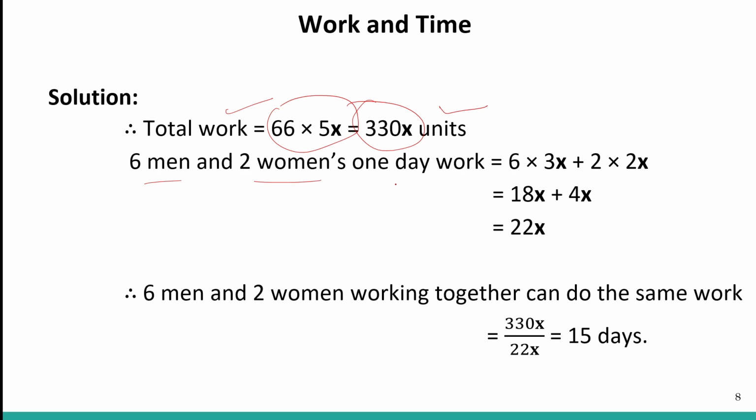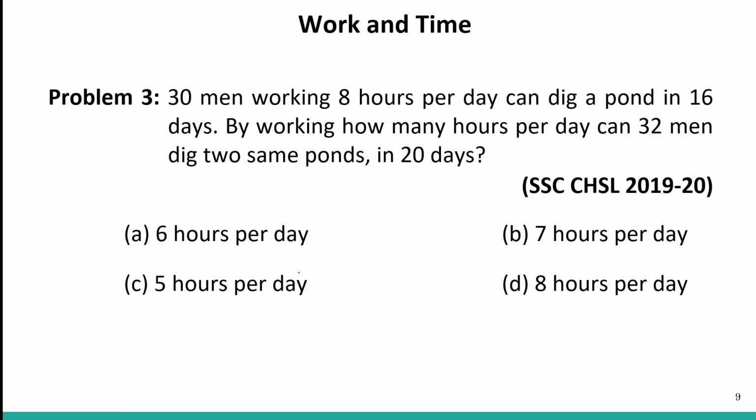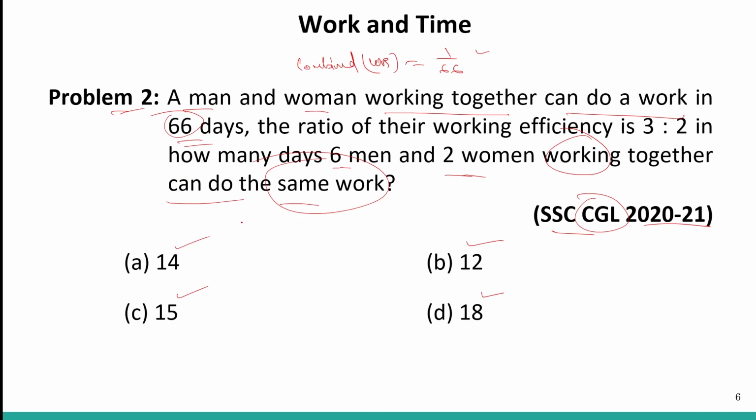And 6 men and 2 women's 1 day work will be 6 into 3x plus 2 into 2x. That is 18x plus 4x is equal to 22x. So 6 men and 2 women working together can do the same piece of work in 330x by 22x. That will be nothing but 15 days, right? So 15 days is the correct answer.